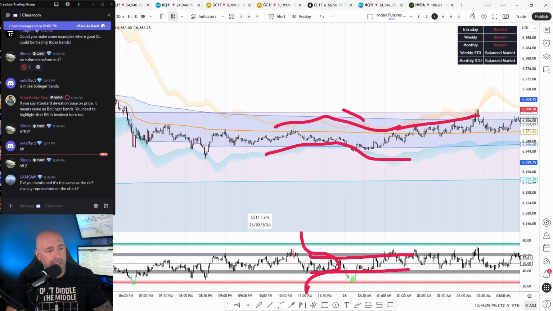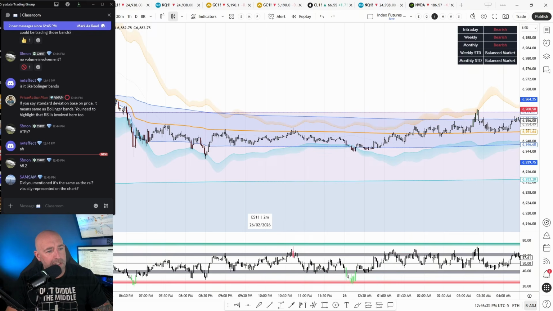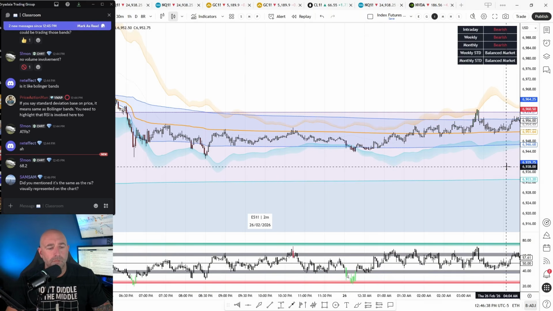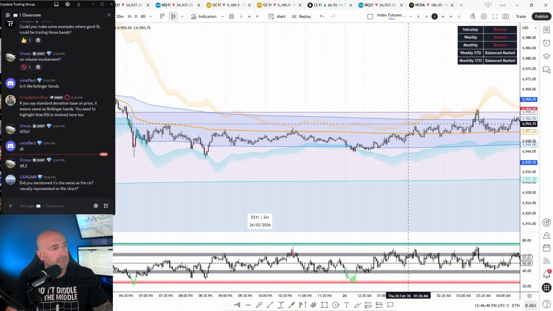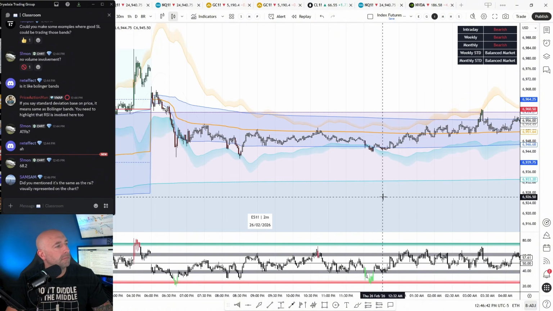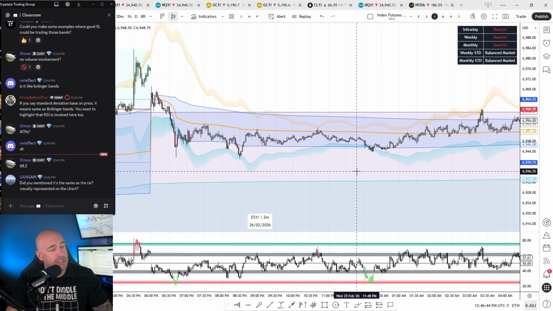Yep, it's a little different, but it's the same concept. It's very similar. You're going to see little tiny differences, but not by much. Okay, so any questions on this?